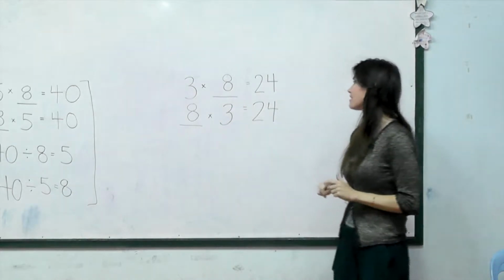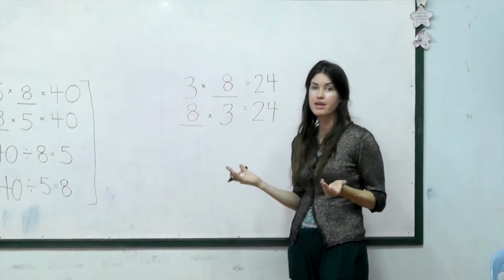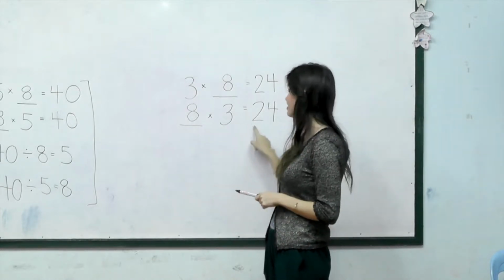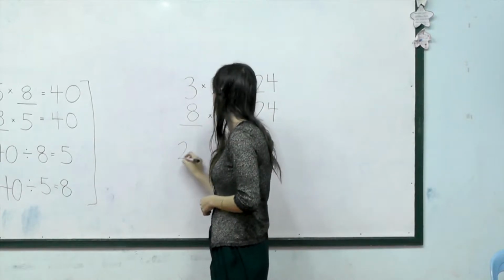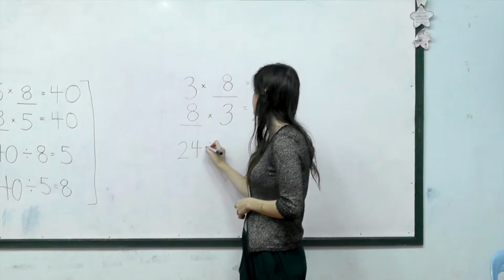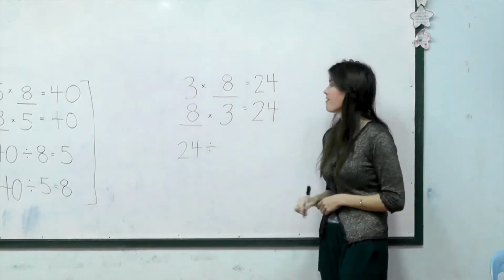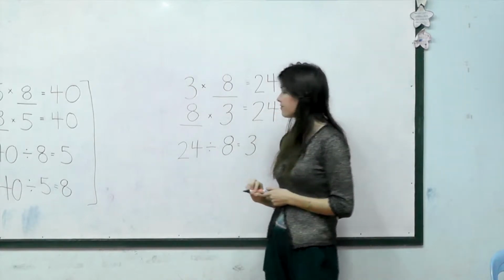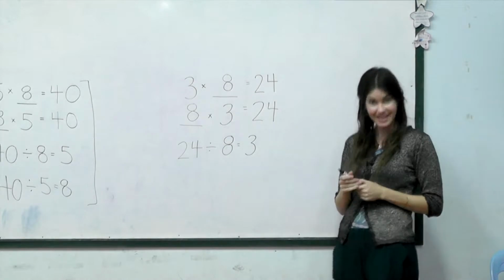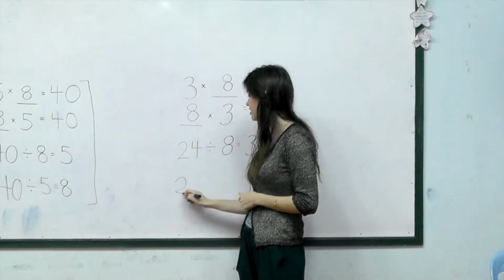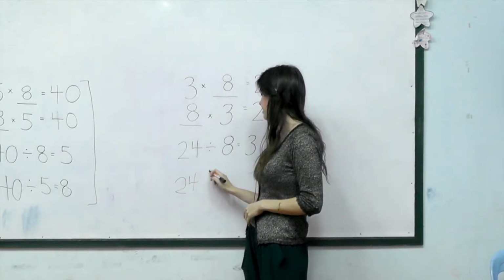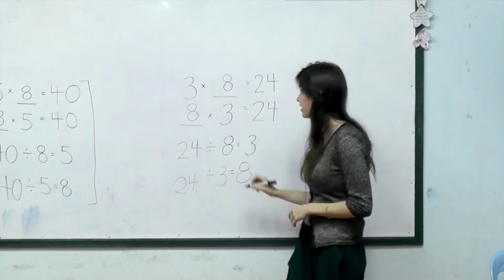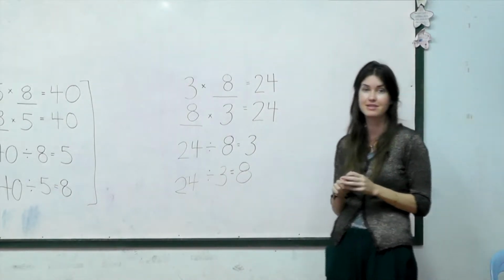Okay, we've got our multiplication fact family. We switch the order here. How can we make our 2 division equations? What do we need to start first? 24, our biggest number, to go first. 24 divided by 8 equals 3. Or we can say 24, our biggest number, divided by 3 equals 8. Very nice job, friends. So those are how we make our fact families, and we're going to practice some more later on in our lesson.